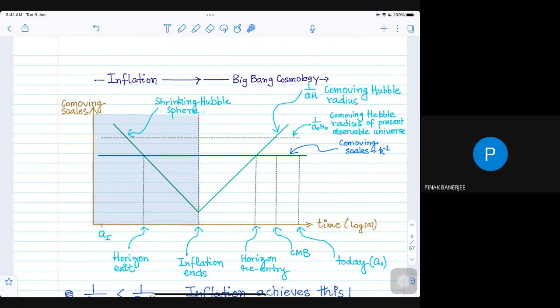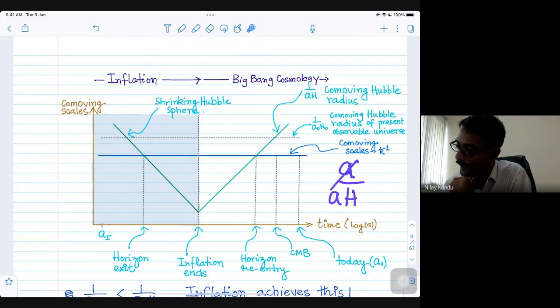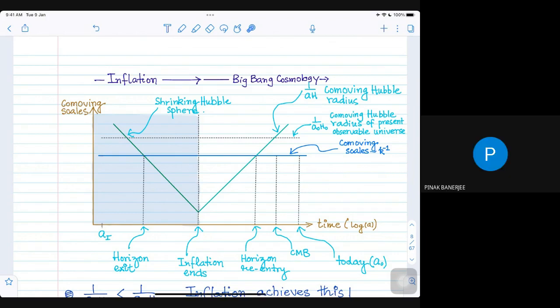Then the co-moving scale, for the length scale, that should also be 1/H, not 1/a. No, 1/aH is co-moving. So multiplying with a cancels, 1/H, that is physical. Okay.